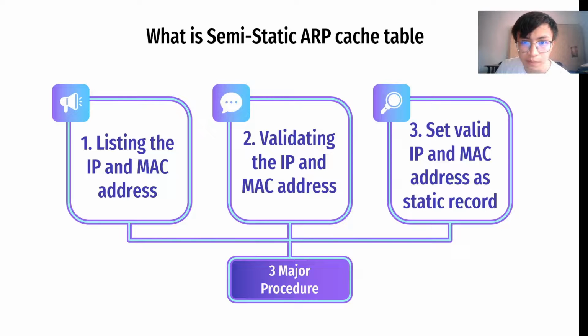So what is a semi-static ARP cache table? It consists of three major procedures. The first one is listing the IPs and MAC addresses that are already cached in the ARP cache table. The second one is validating these IPs and MAC addresses. The last procedure is setting the valid IP and MAC address as a static record in the ARP cache table. The operating system caches the IP and MAC address inside the ARP cache table to minimize the broadcast messages of the ARP protocol, so it can reduce the chance of becoming vulnerable.